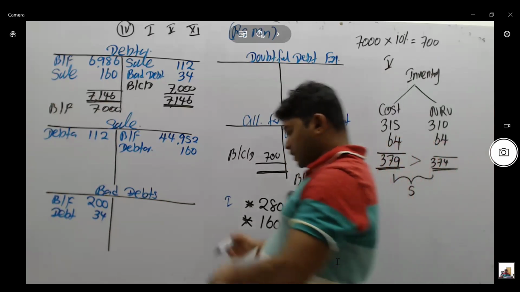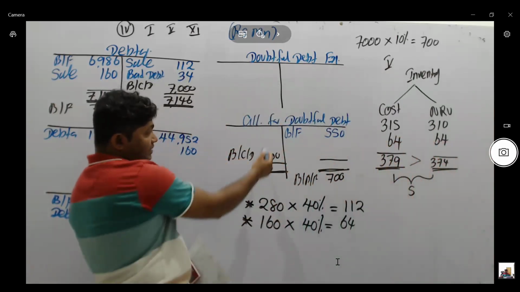Difference value. Now think increase sides, debit side increase.